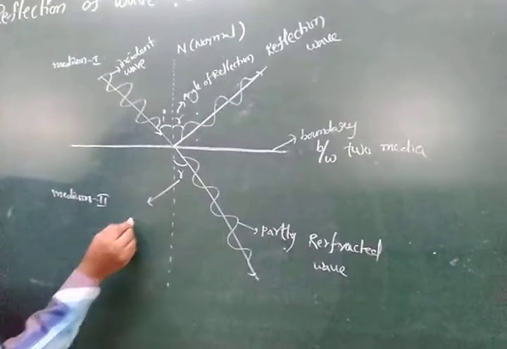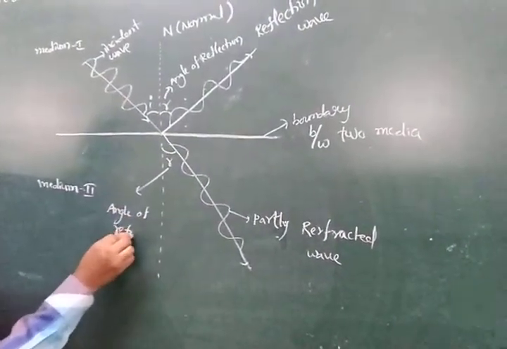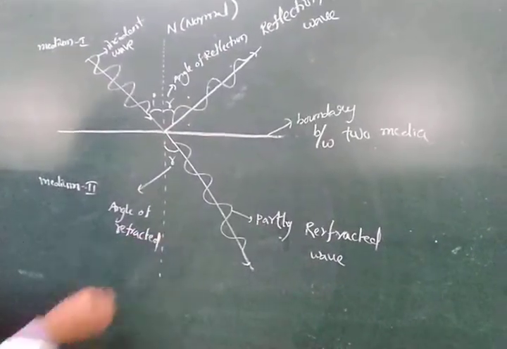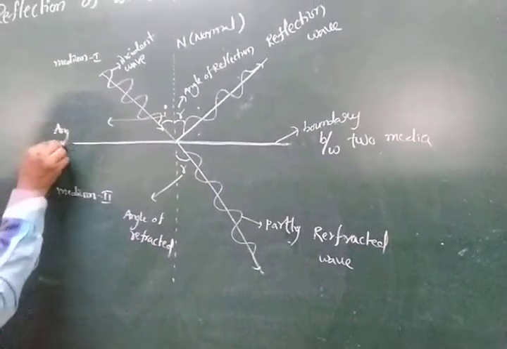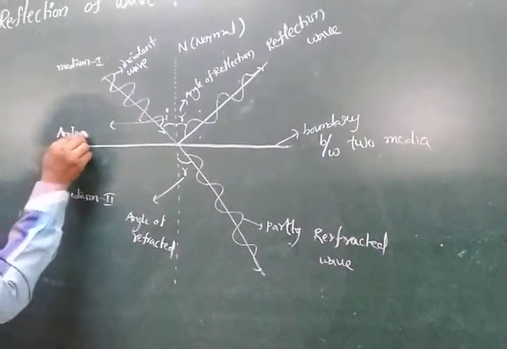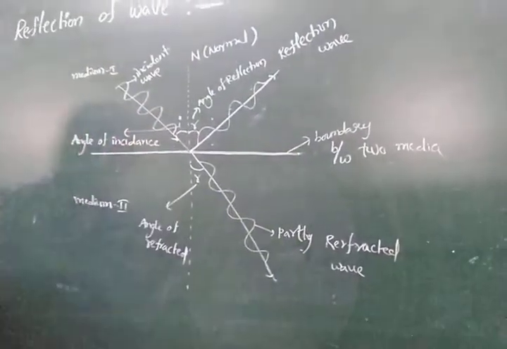See, this R is called the angle of refraction. Angle of refraction. And this I is called the angle of incidence. Angle of incidence.